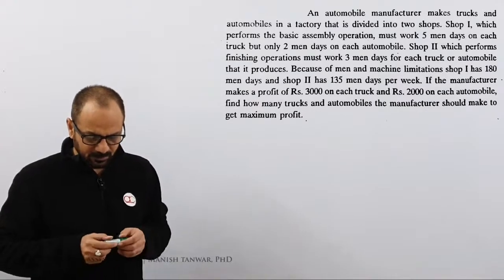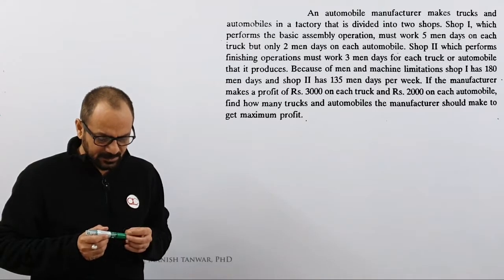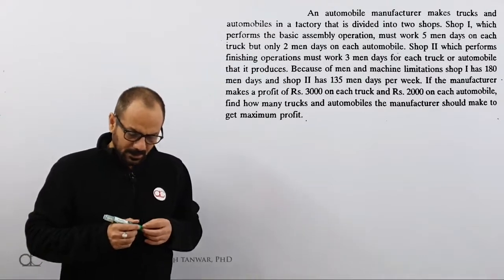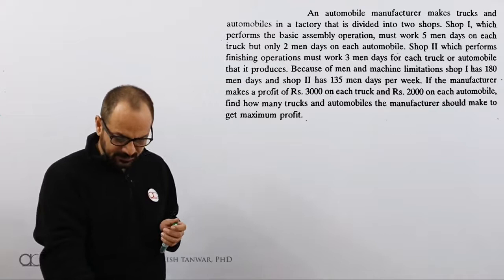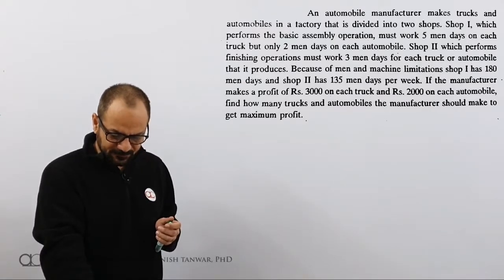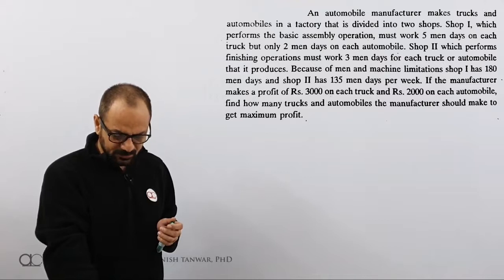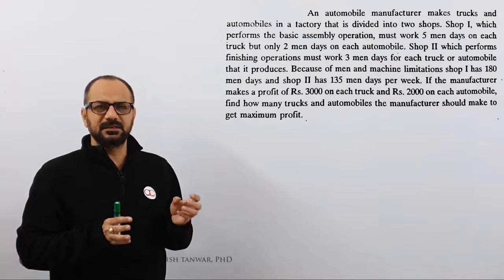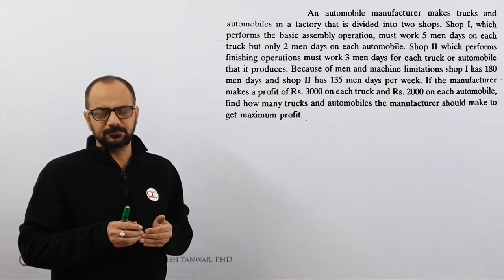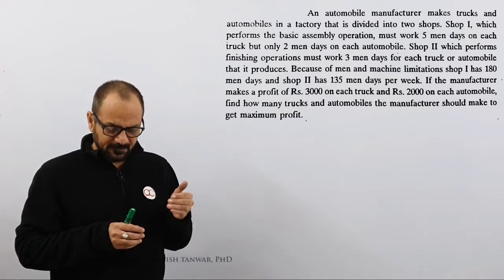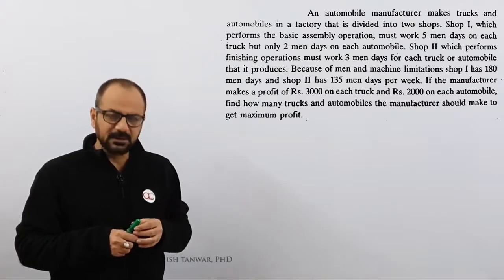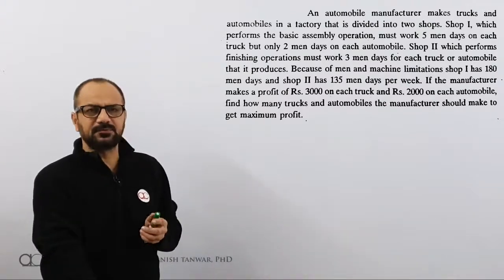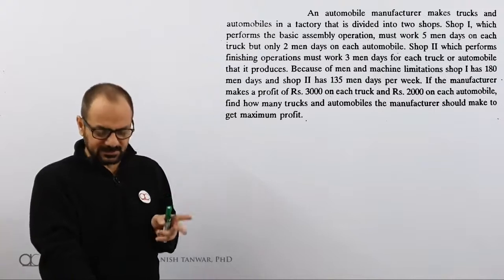The problem says an automobile manufacturer makes trucks and automobiles in a factory that is divided in two shops, shop 1 and shop 2. Shop 1, which performs basic assembly operations, must work 5 man days on each truck and 2 man days on each automobile. So, the business setup is organized in such a way that there are two shops, shop 1 and shop 2. On shop 1, 5 man days worth of tasks need to be performed for a truck and 2 man days worth of tasks need to be performed on an automobile. So, this is the idea at shop 1.